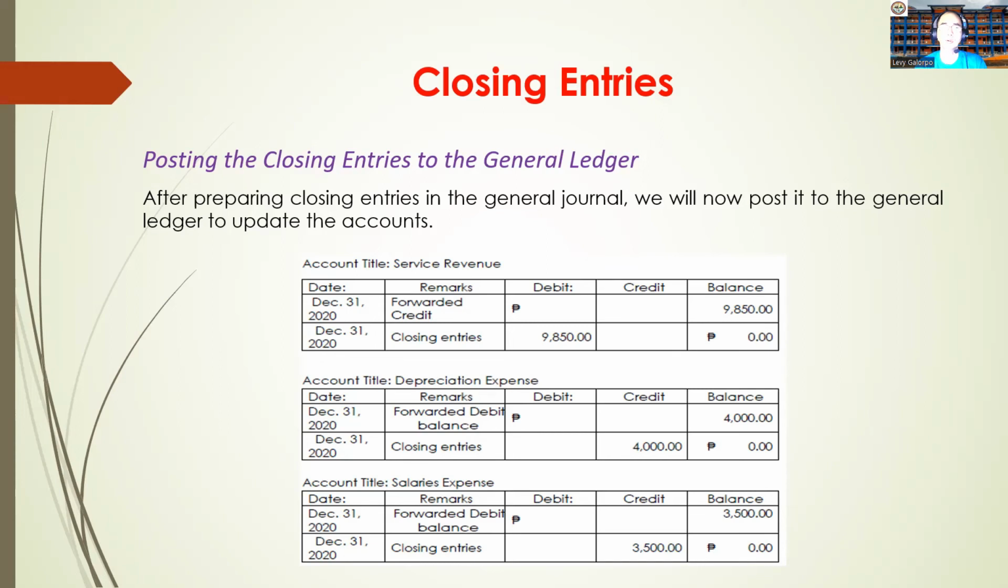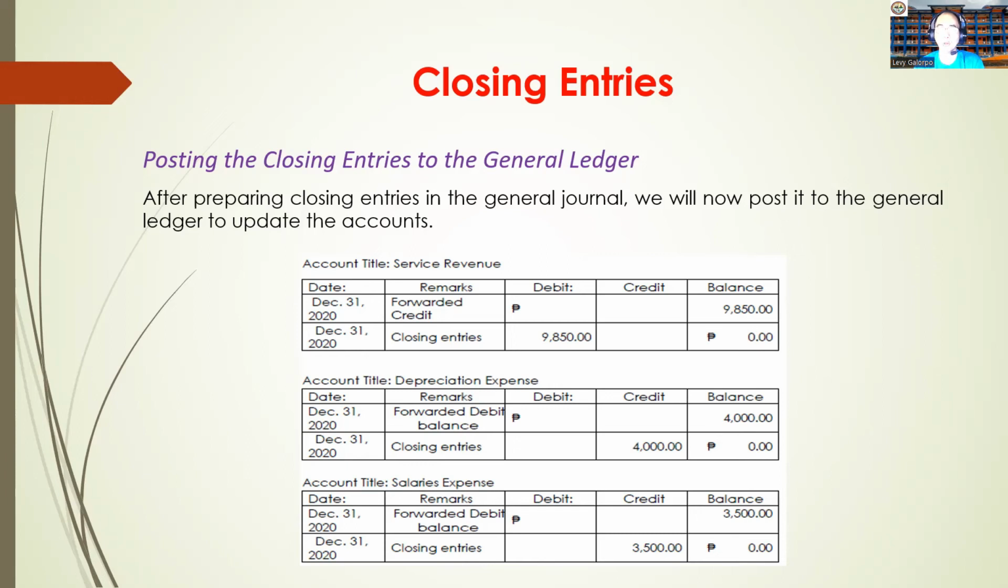And then, ito na yung posting the closing entries to the general ledger. Siyempre, after mo pa rin siyang i-journal entry, ilalapat mo pa rin siya sa ledger or sa general ledger. Same procedure pa rin, kagaya ng pagpo-post natin, yung mga naunang ginawa natin, ay kagaya pa rin itong gagawin natin sa closing entries. Tingnan natin, no, yung service revenue, in debit siya, 9,850 para mag-zero out kasi ang kanyang normal balance or normal side ay credit.